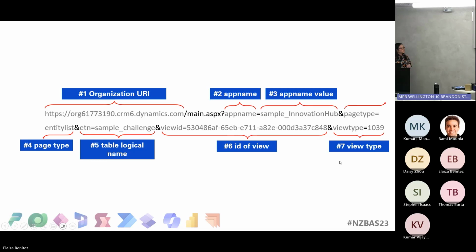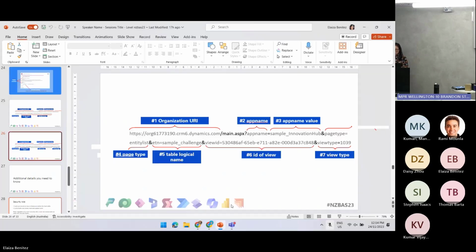And then we also have to provide the view type. 1039 means a system view. There is another numerical value, and that means a personal view. So whenever you create dynamic URLs, if you want to direct a user to a system view, that view type value needs to be this. Otherwise, if you want to direct the user to their own personal view, then the view type value would be a different number, which is available in the Learn documentation.